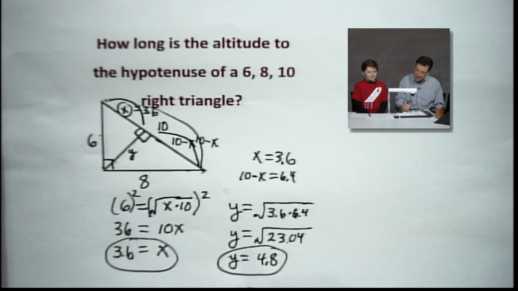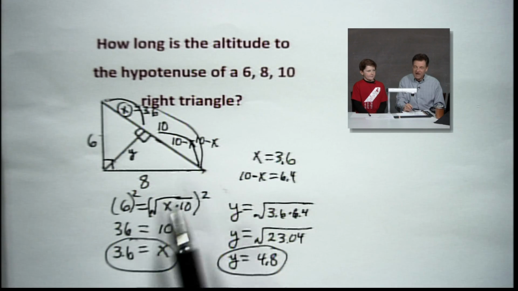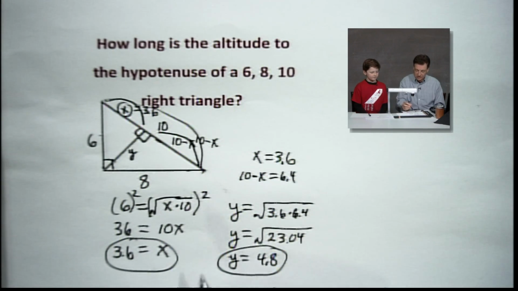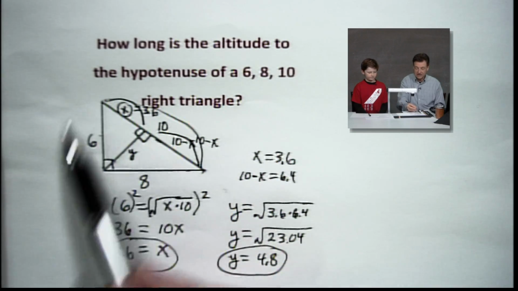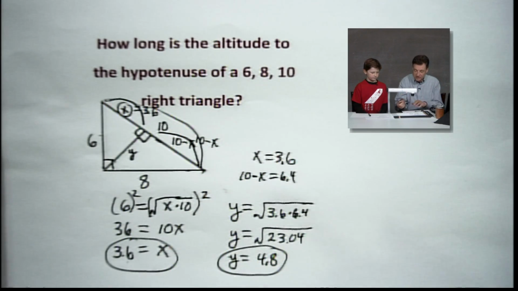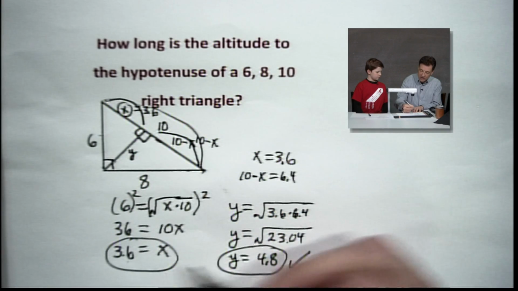And that's because this is actually a version of the 3-4-5 triple: 3.6, 4.8, and then we would have had 6 in that right triangle. So that's why it works out. And there we go. We have 4.8.